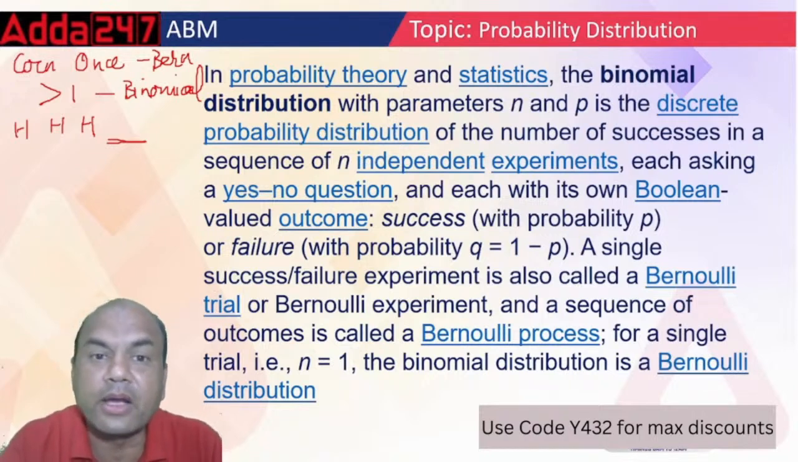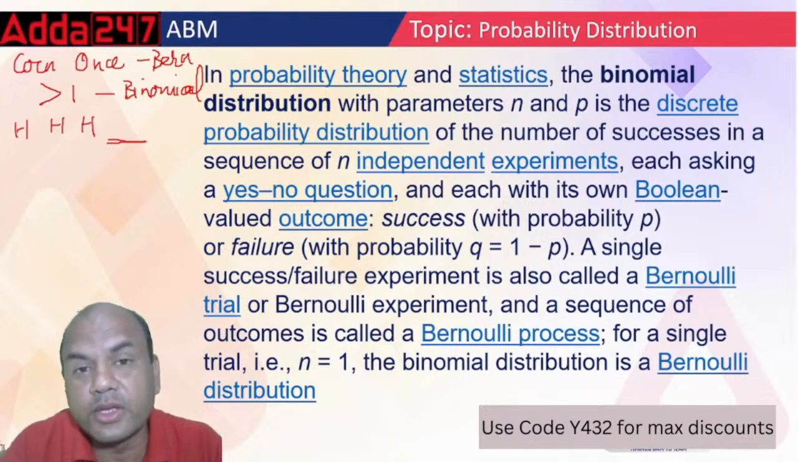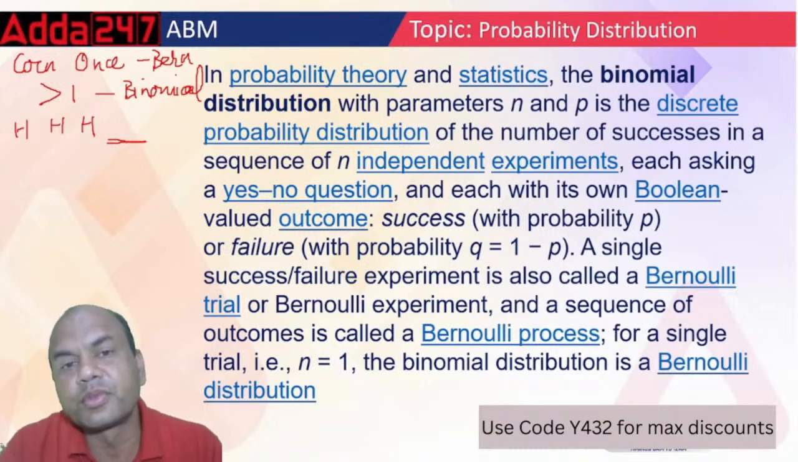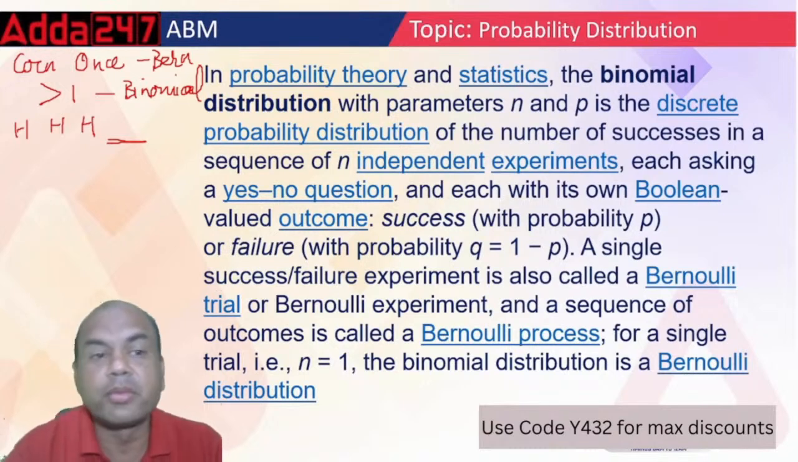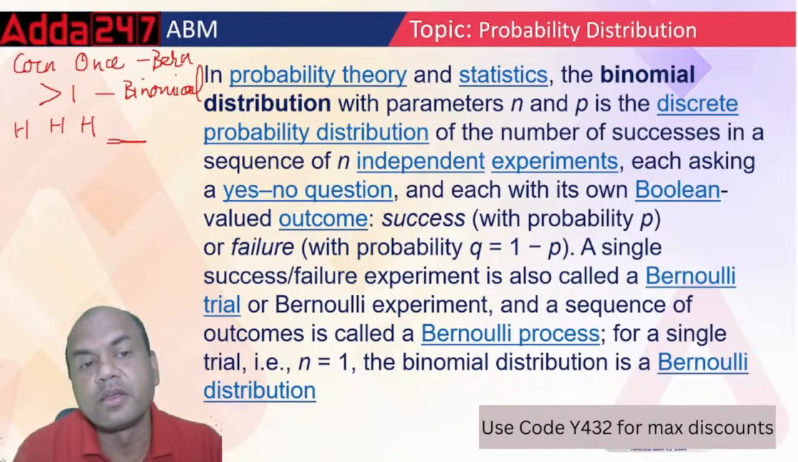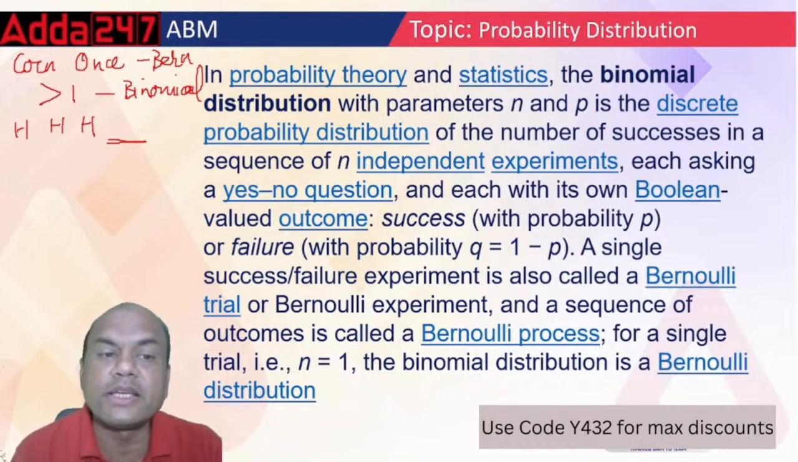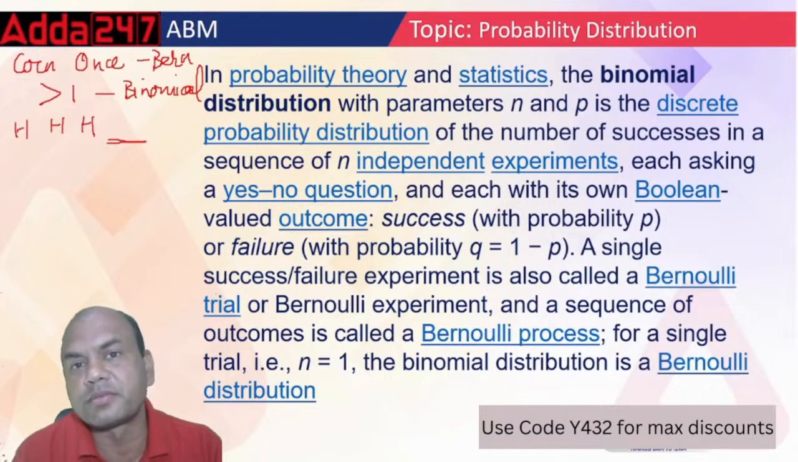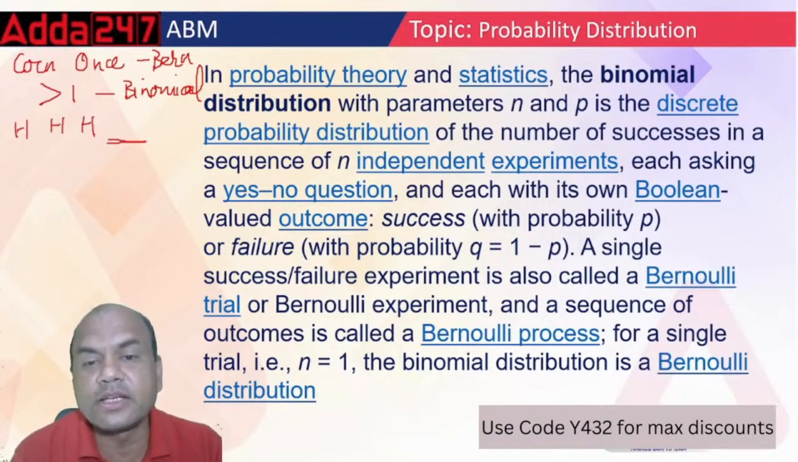Just type head or tail, or you don't know. Yes or no. Just type yes or no. Can you guarantee me that you'll get a head again over here? You can't guarantee me. Why? Because each trial is independent. Suppose I get head 2 times, I can't guarantee that the third time I'll get a head, the fourth time I'll get a head, the fifth time I'll get a head. So that's why binomial means each time it's a Bernoulli experiment, and each trial is independent.